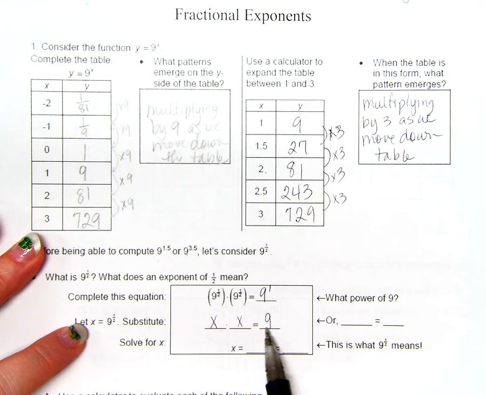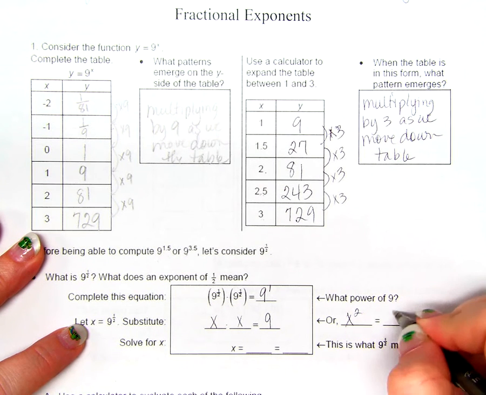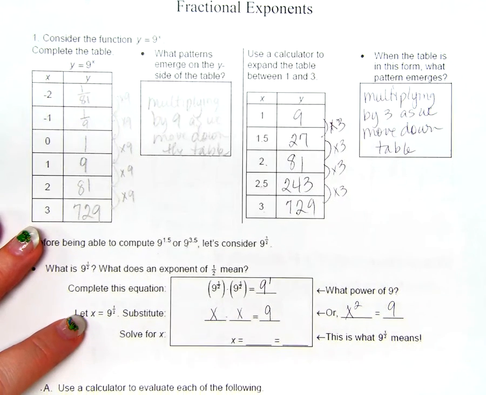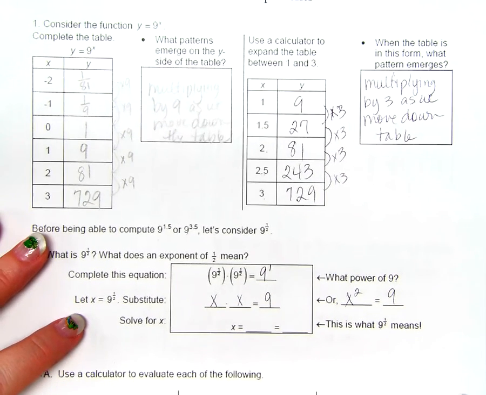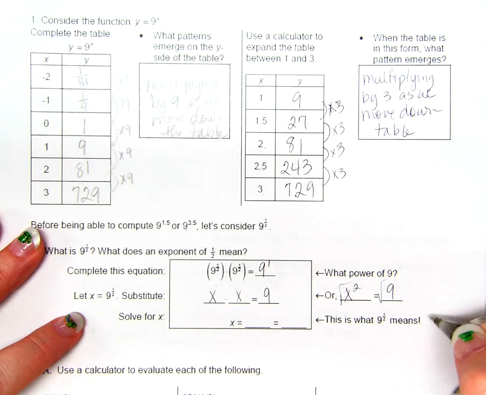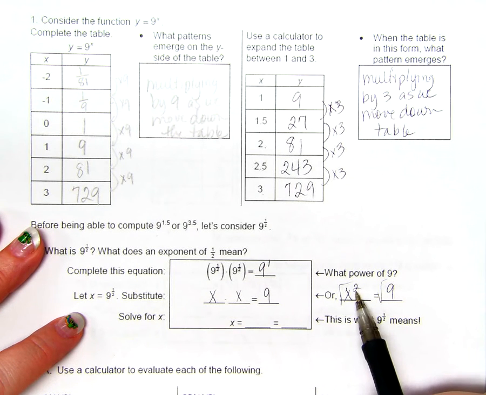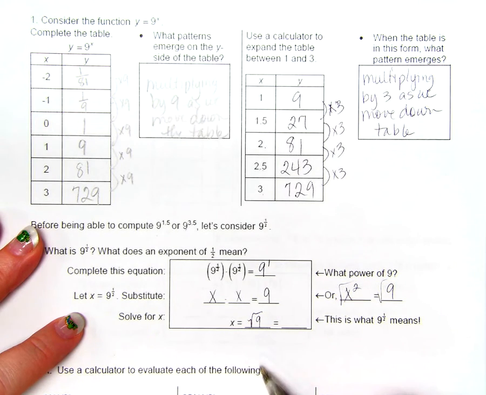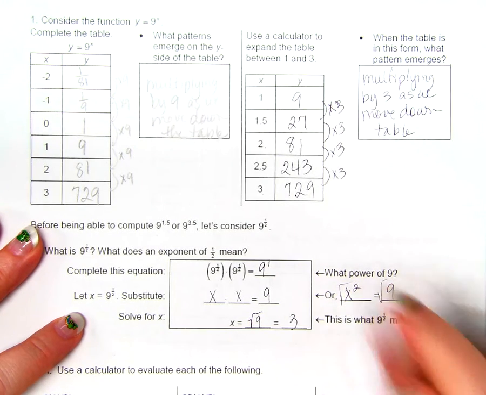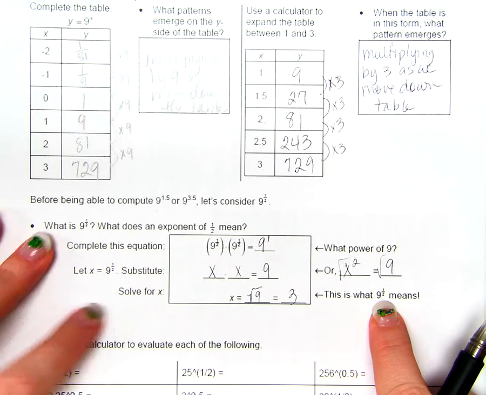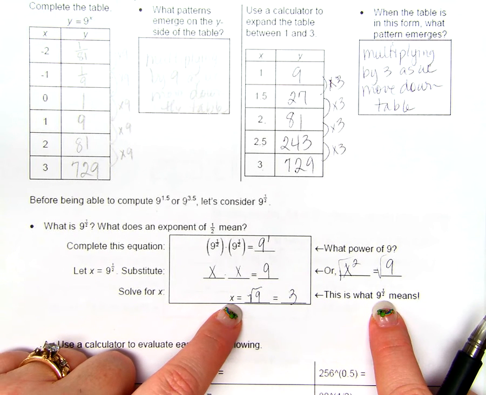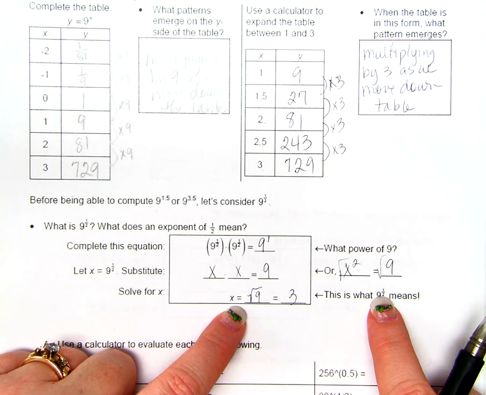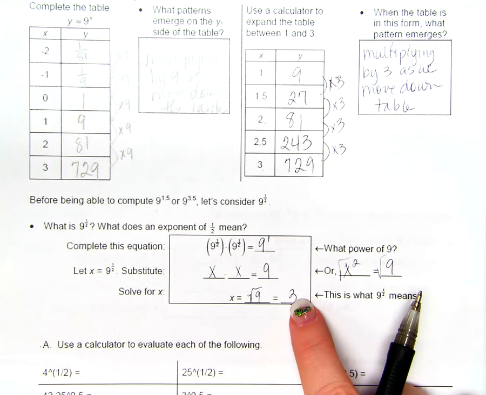What's another way to write this? X squared equals 9. How do we solve for x? So I square root and square root. What's the square root of x squared? And here would be the square root of 9, but don't we know the square root of 9? It's 3. So 9 to the 1/2, because remember we replaced 9 to the 1/2 with an x, right? This is what 9 to the 1/2 means. 9 to the 1/2 means 3.